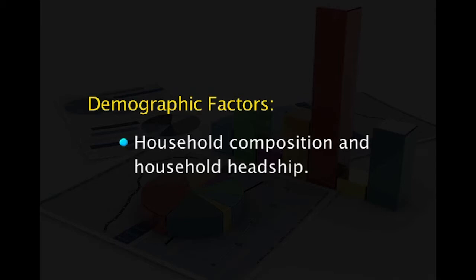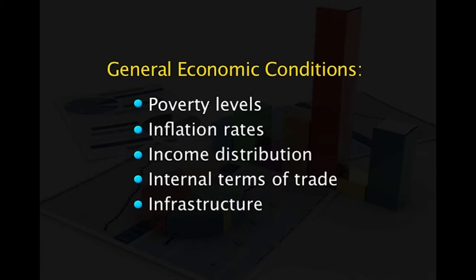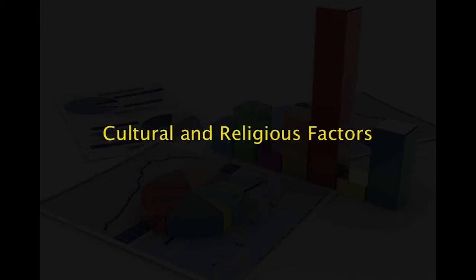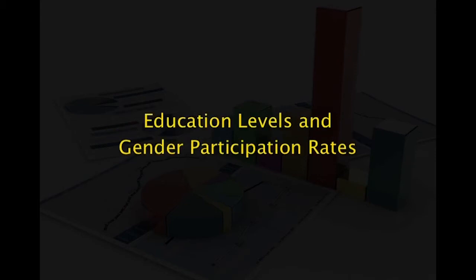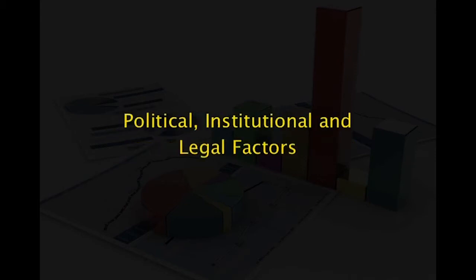This analysis considers the structural and socio-cultural factors that influence the gender patterns of activity and access and control in the project area. Demographic factors including household composition and household headship, general economic conditions such as poverty levels, inflation rates, income distribution, internal terms of trade and infrastructure, cultural and religious factors, education level and gender participation rates, political, institutional and legal factors.